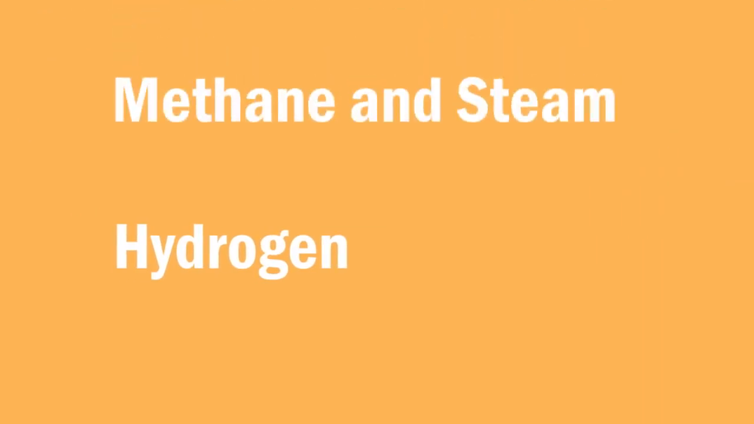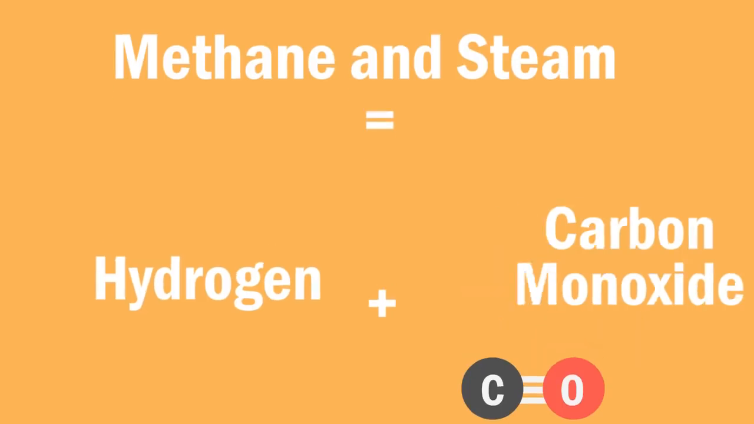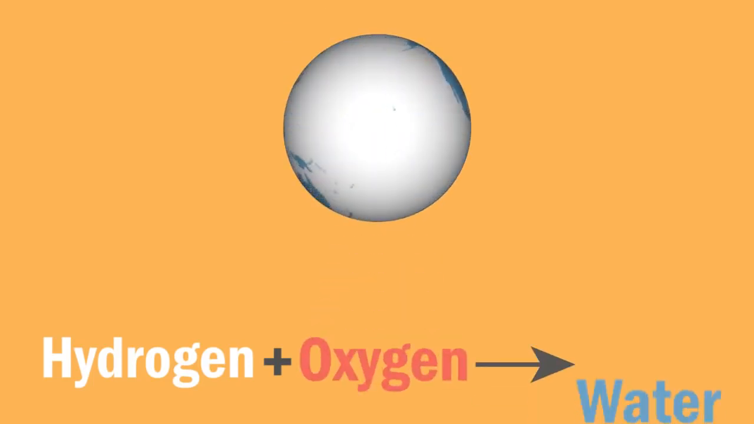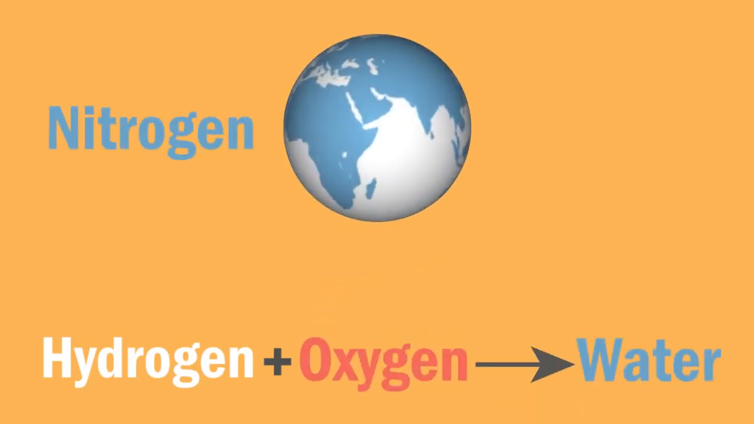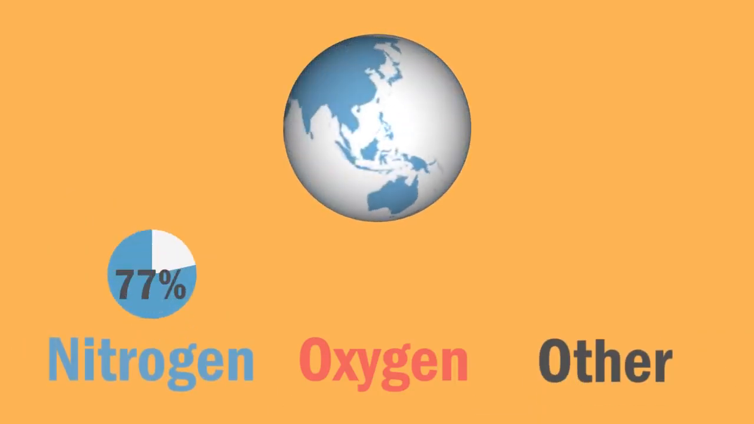Hydrogen is obtained from the reaction of methane and steam, producing carbon monoxide as a byproduct. The hydrogen produced from this reaction also reacts with oxygen from air, producing water and leaving nitrogen behind. Recall that air is 77% nitrogen.